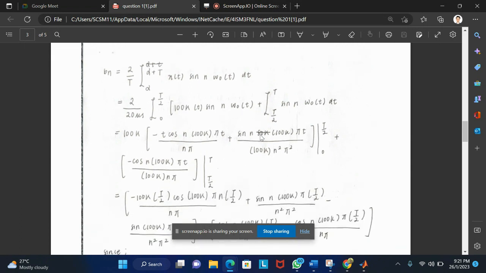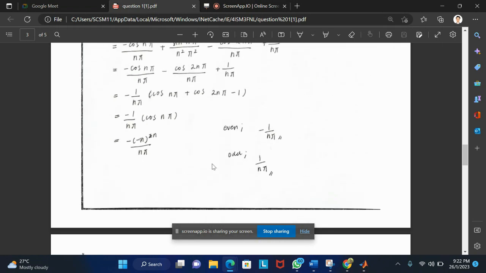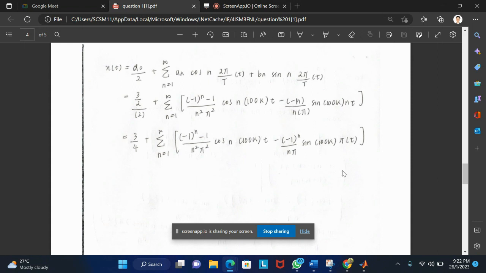After that, we need to find the value of bn by using the same equation as an, but we need to change cosine into sine. Still the same, we just apply the values that we already have, for example T equals 20 microseconds, and simply do the mathematics. We will get the values for even and odd. So for bn, even is equal to -1 over n pi, and odd equals 1 over n pi. Finally, we can calculate x(t) by adding and subtracting the equations of an and bn, and finally we get this equation for x(t).